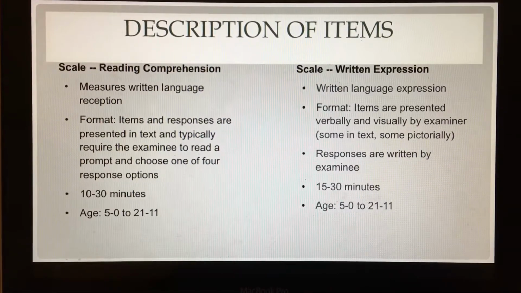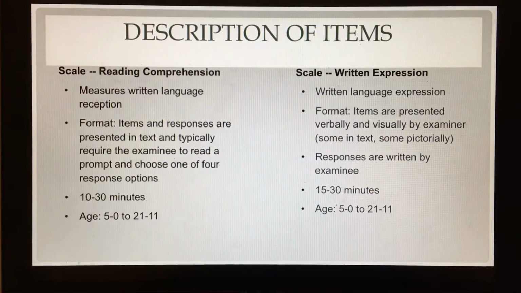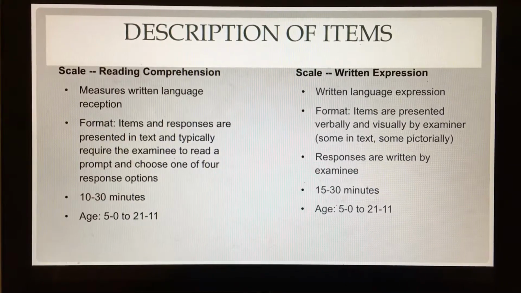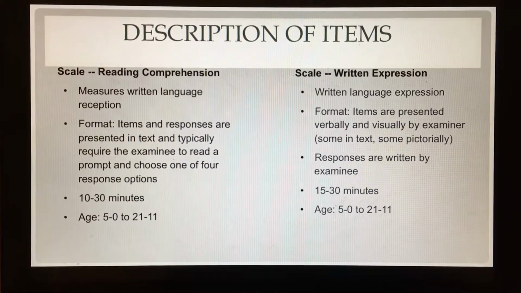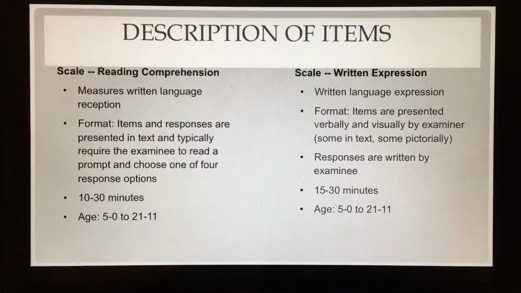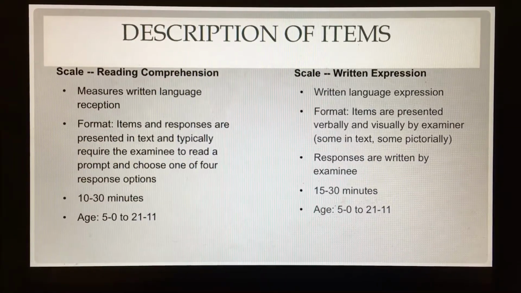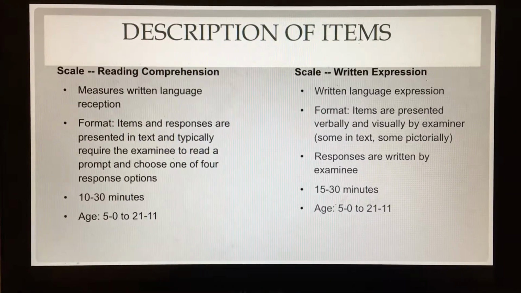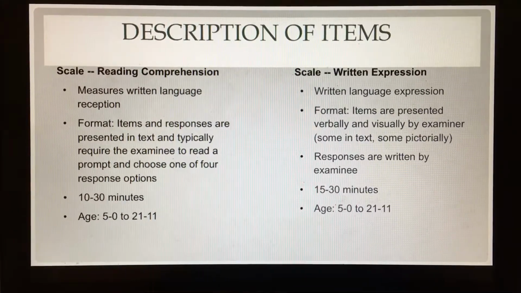The next scale is reading comprehension. It measures written language reception. The format is the items and responses are presented in text and typically require the examinee to read a prompt and then choose one of 4 response options. The administration time is 10 to 30 minutes, and the ages for this section are 5 to 21 and 11 months.